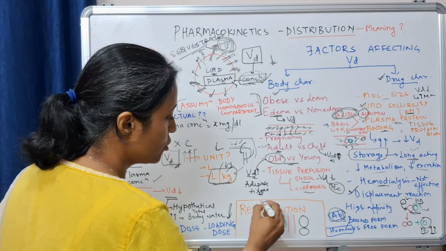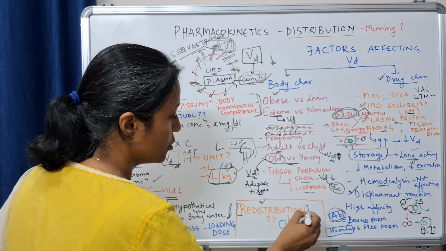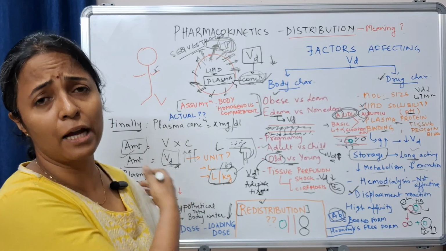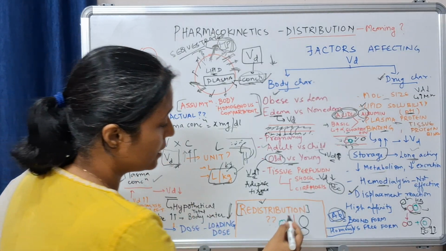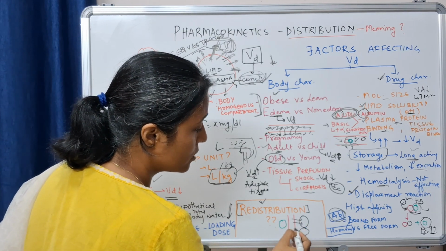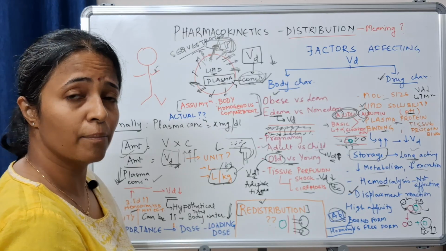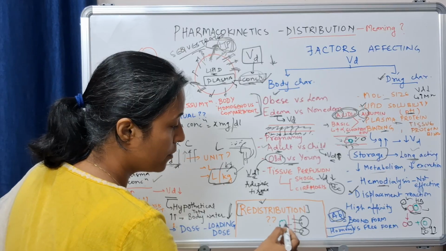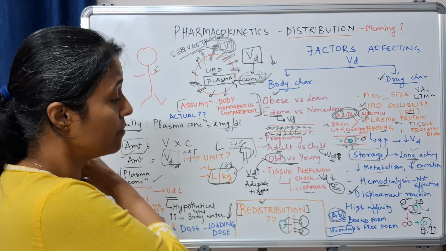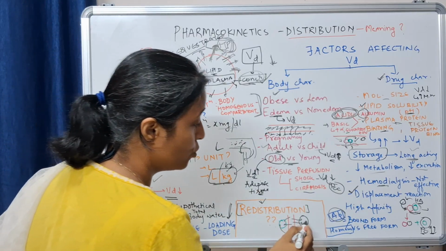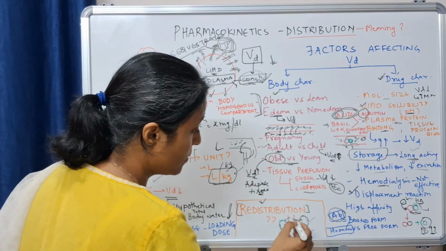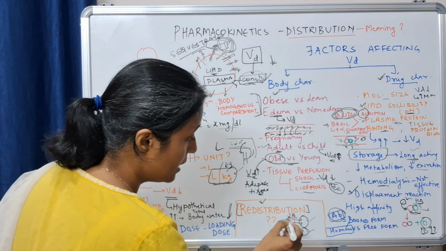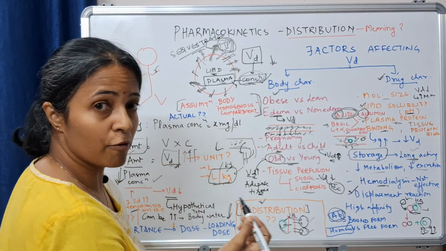Now coming to redistribution, the final concept. What is this redistribution? Certain drugs which are highly lipid soluble, for example thiopentone. What happens is that as we inject, first it goes to certain highly perfused areas like brain, heart, kidney. Then slowly it goes to areas which are not perfused that much, for example muscle and fat. So first it goes to these areas, right? Its plasma concentration decreases and these areas get filled with this. Then it starts going into the lesser perfused areas.